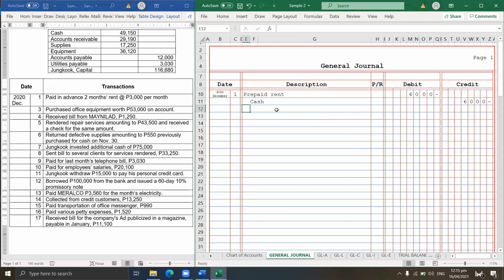Okay, so do not forget to write a short explanation. So that would be: paid 2 months rent in advance. Just like what I have mentioned to you in our discussion, the shorter the better for the explanation. So after we complete the debits and credits for the first transaction, you are now ready to post it.